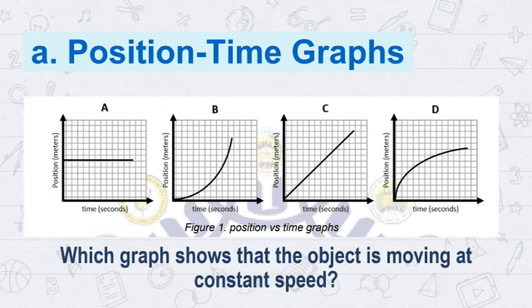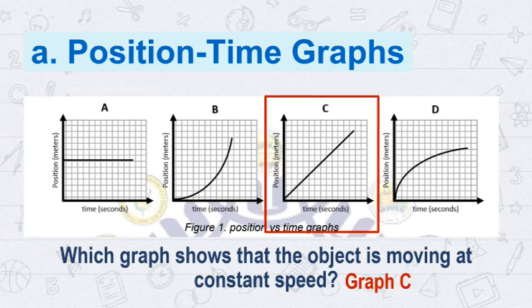Let's proceed. Which graph shows that the object is moving at constant speed? Wonderful! Graph C shows that the object is moving in constant or uniform speed. Uniform speed can be observed if the object travels in equal distances in equal time intervals. This also indicates that there is no acceleration.